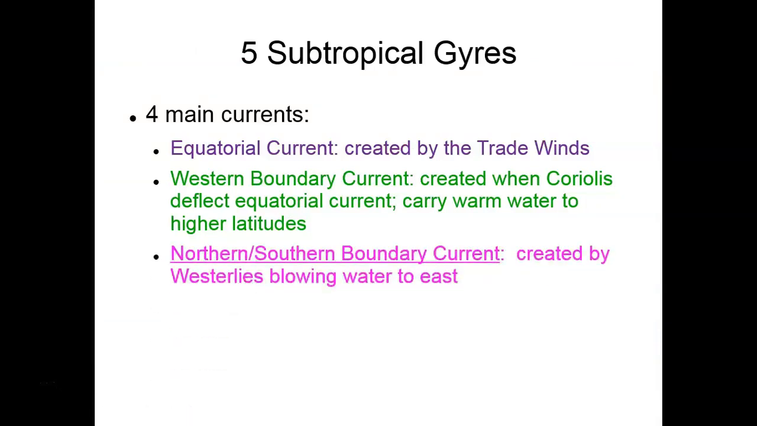And then the western boundary current leads us to the northern or the southern boundary current. It'll be called the northern boundary current if it's in the northern hemisphere, and the southern boundary current if it's in the southern hemisphere. This is created by the westerlies blowing water towards the east.